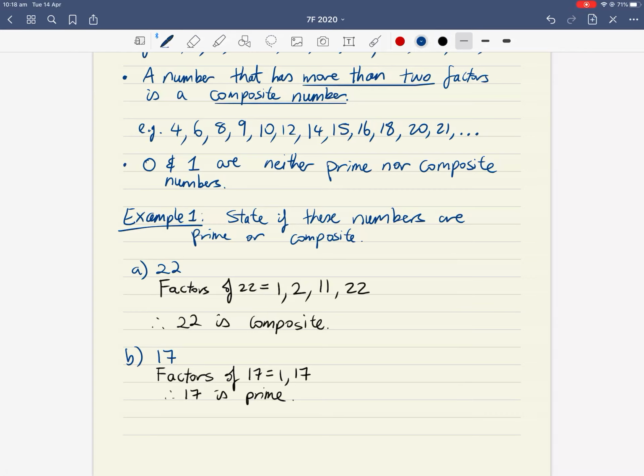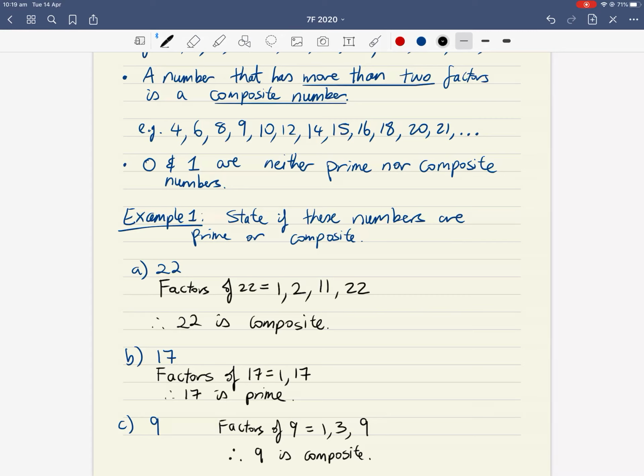Let's do one more. Let's do 9, just to make sure you understand this. So the number 9, so let's list down factors of 9. So 1 is always a factor, 3 times 3 is 9, and nothing else goes into 9, and 9 itself. So because 9 has 3 factors, which is more than 2, therefore 9 is composite.